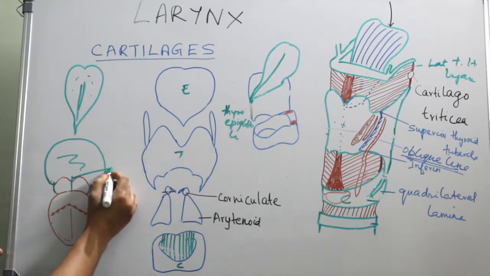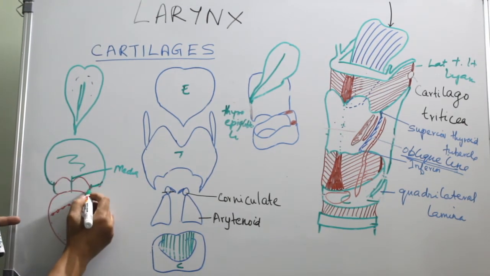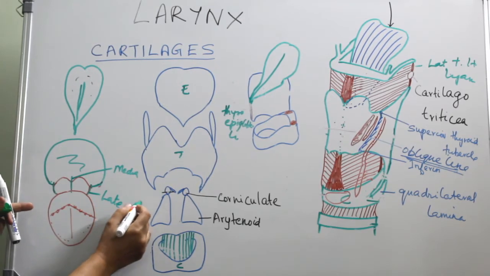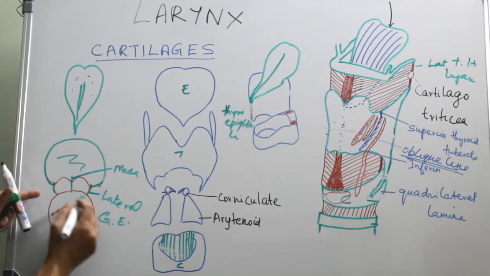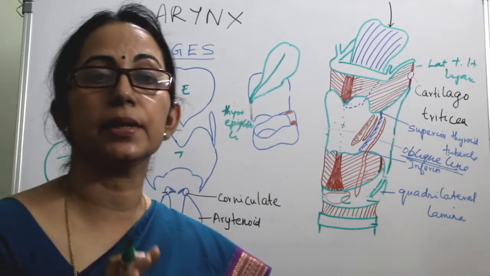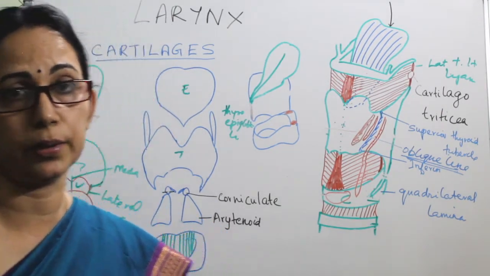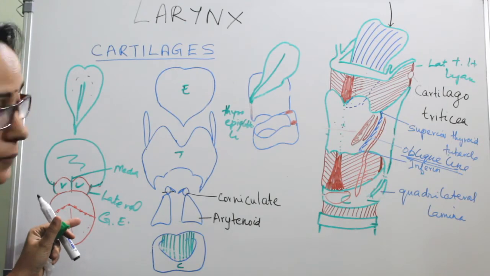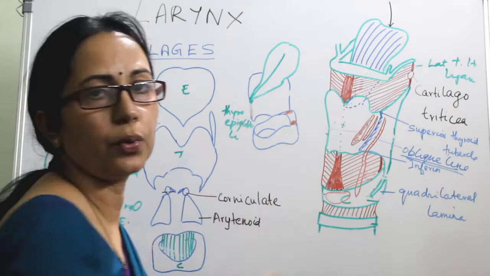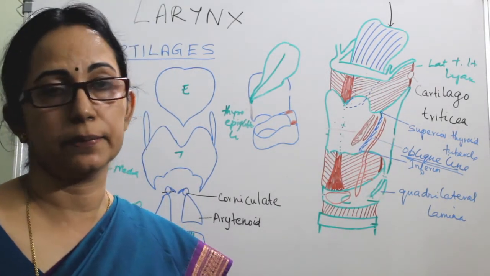This is the median glossoepiglottic fold and the two lateral glossoepiglottic folds, and between these comes your vallecula. Okay, so between the median glossoepiglottic fold and the lateral glossoepiglottic fold comes the vallecula. That is the relation with the tongue, and it is also attached to the hyoid bone by a hyoepiglottic ligament.